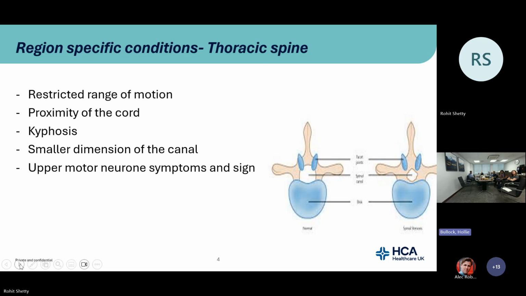where the thoracic spine is slightly different from the cervical spine, in that the dimension of the canal is much narrower in the thoracic spine. So in terms of any pathology one might get in the thoracic spine, the scope for any compromise is significantly less. And of course, just like the cervical spine, if you have any pressure on the thoracic cord, you will start getting upper motor neuron signs.